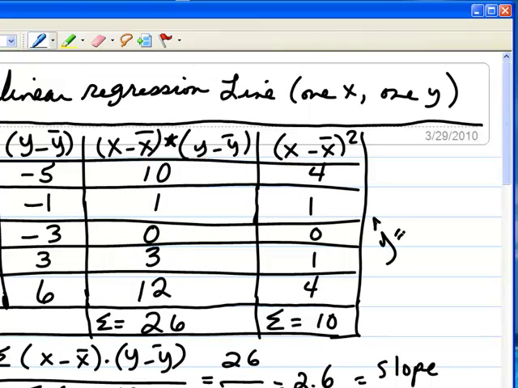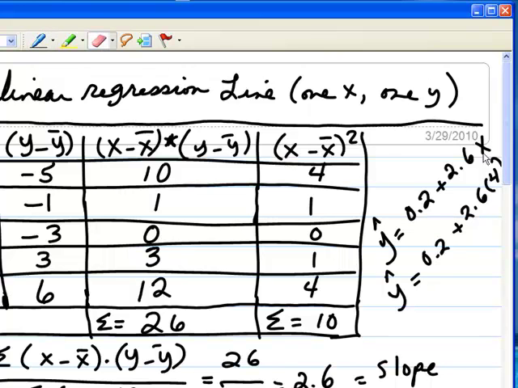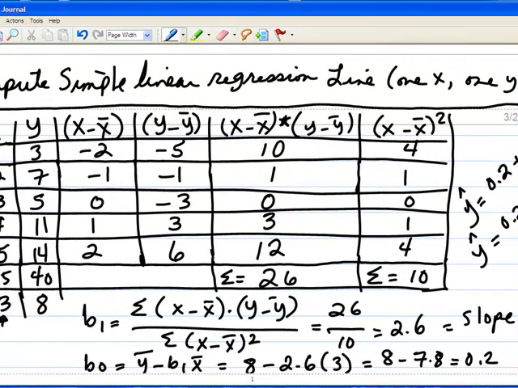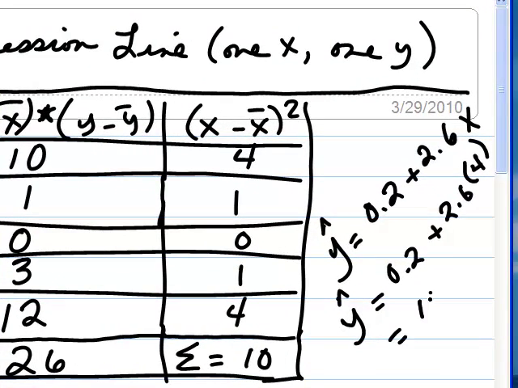So we have y hat, or the estimated y value, to be 0.2 plus 2.6 times x. Now if you input for x 4, then y hat is equal to 0.2 plus 2.6 times 4, so we get 10.6 as the estimated y value when x is 4.